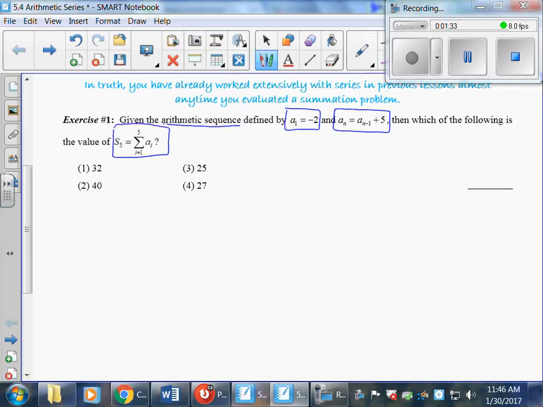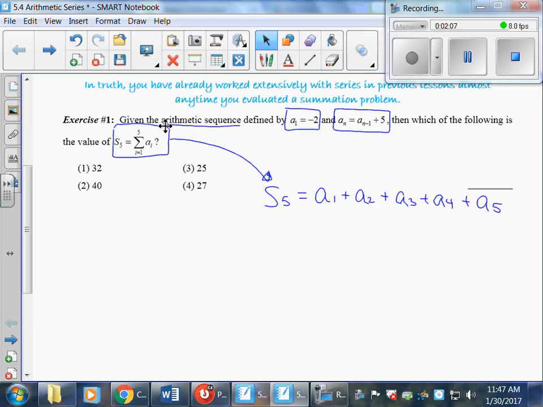It kind of looks like you're speaking Martian here. So what I'm going to do first is start with this piece right here and try to figure out what this means. S5 means I've got 5 terms of my sum. And what this means, as the index goes from 1 to 5, is I want to know what A1 is, plus A2, plus A3, plus A4, plus A5. So there are the 5 terms of my series.